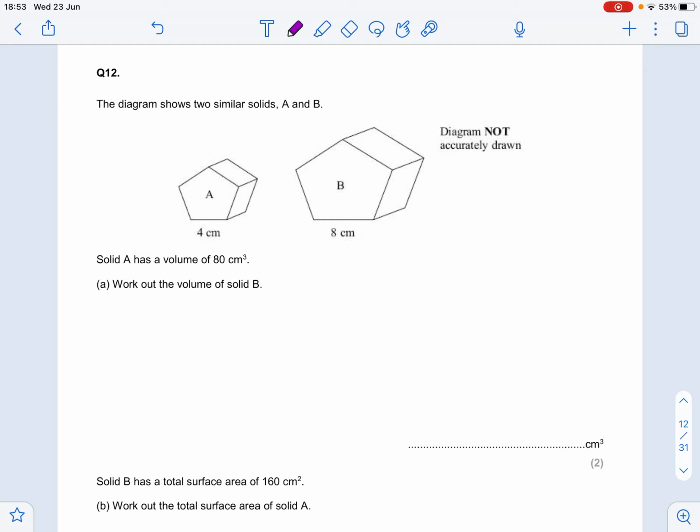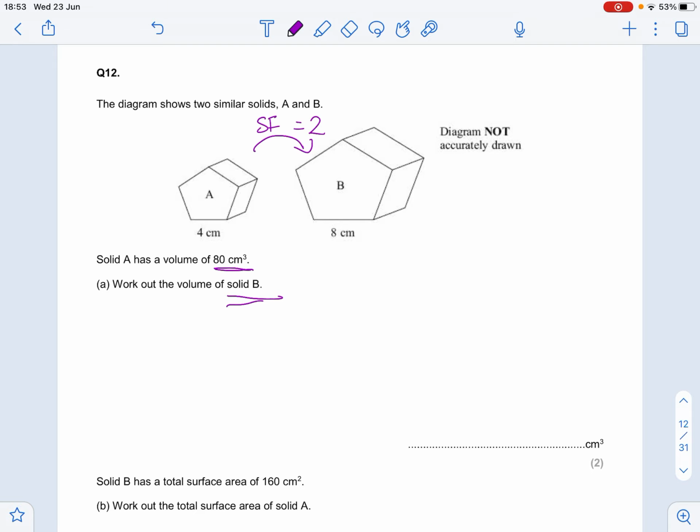Question 12. So we have a solid A with a volume of 80, and we want to work out the volume of solid B. So in here we need to remember what we spoke about in the lesson. What is the scale factor from the small shape to the large shape? So the scale factor is 2.